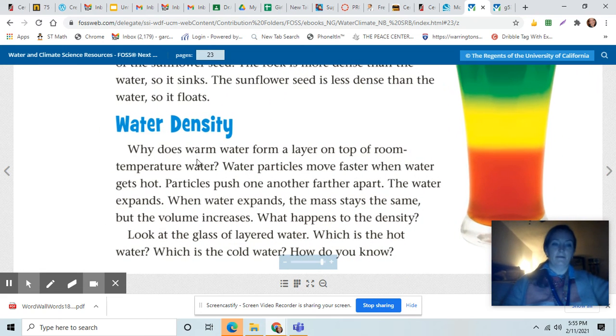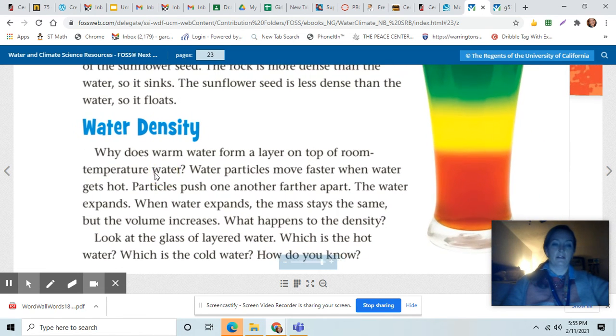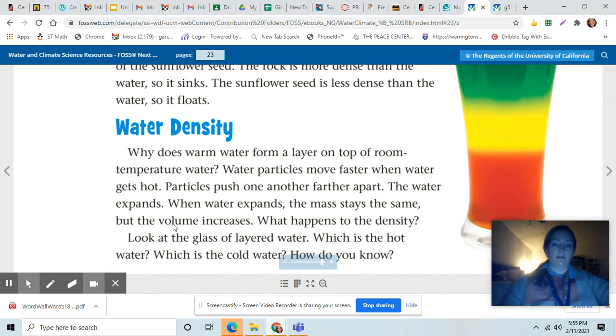Water density. Why does warm water form a layer on top of room temperature water? Water particles move faster when water gets hot. Particles push one another farther apart. The water expands. When water expands, the mass stays the same, but the volume increases. What happens to the density?